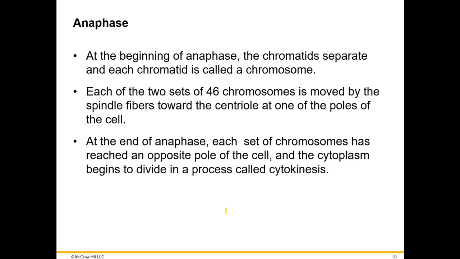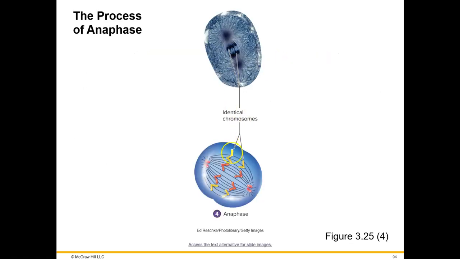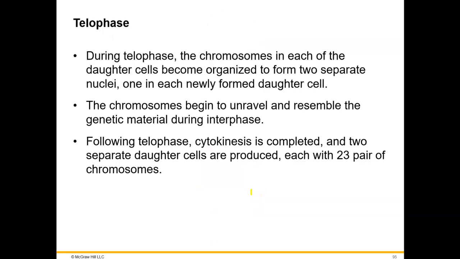Now the sister chromatids are going to separate. This is anaphase. So the sister chromatids will separate during anaphase, and they're going to separate because the microtubules or spindle fibers will shorten. And that's what it looks like here. When those fibers shorten, they pull the sister chromatids to opposite ends of the cell.